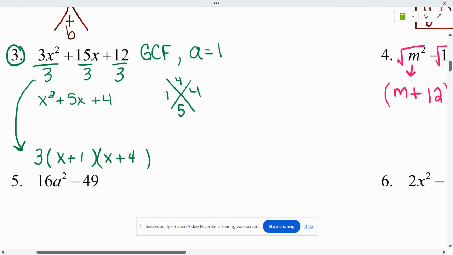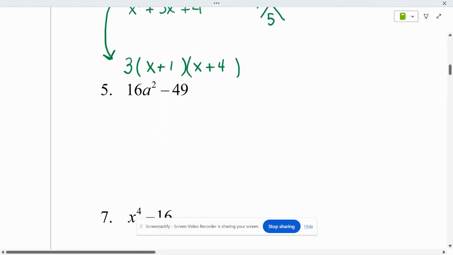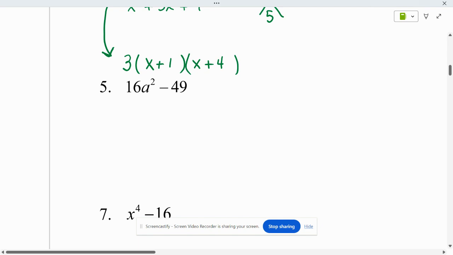Let's go to number 5. What kind of problem is number 5? Does it have a GCF? Oh, who said that? I heard someone say something. Jaden, what was it? Yeah, this is a difference of two squares, and here's how you recognize this.